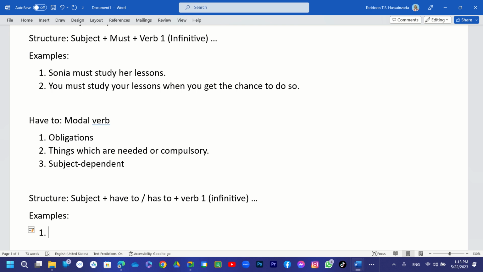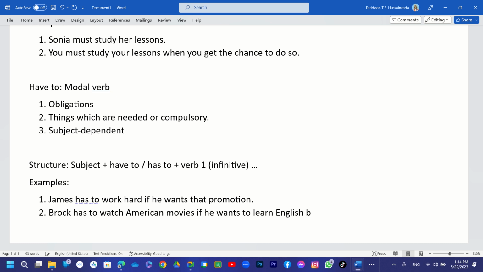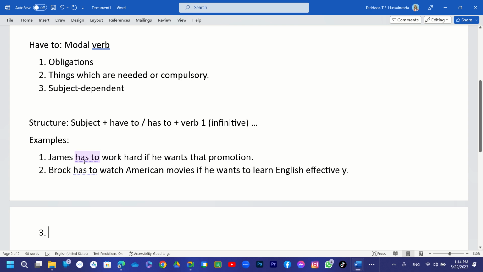So some examples can be, for instance, let's go with James. James has to work hard if he wants that promotion. Another one can be, let's go with Brock. Brock has to watch American movies if he wants to learn English effectively, right? So now, as you can see, I'm using James and Brock, and both of them are using has to.